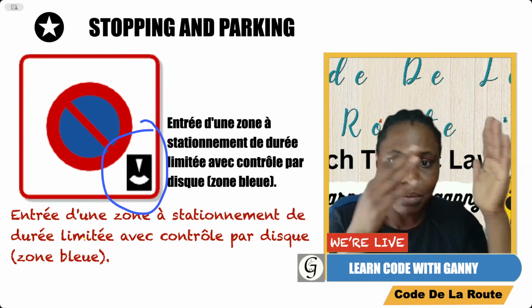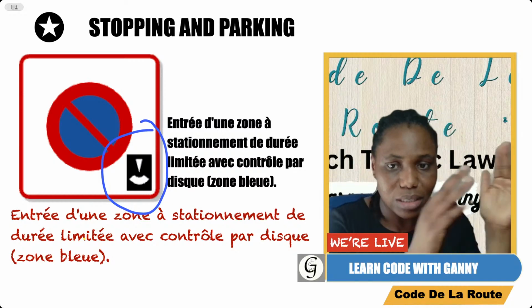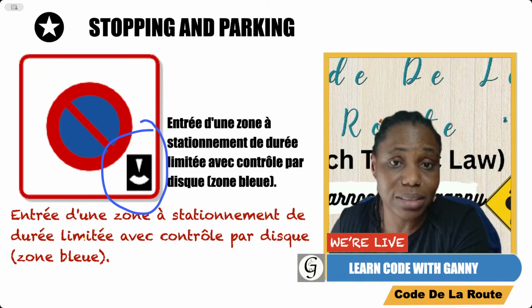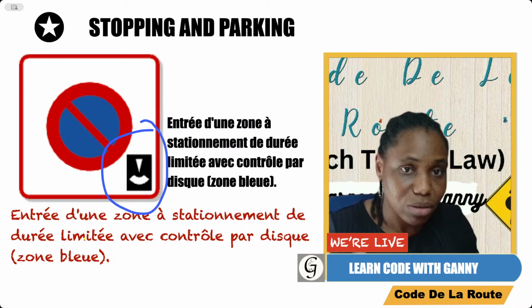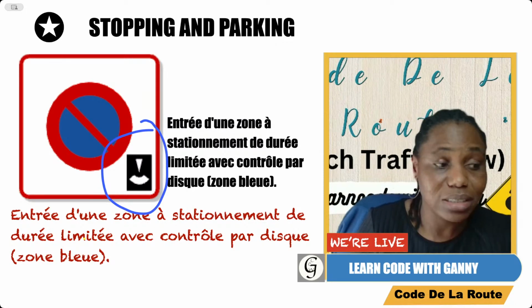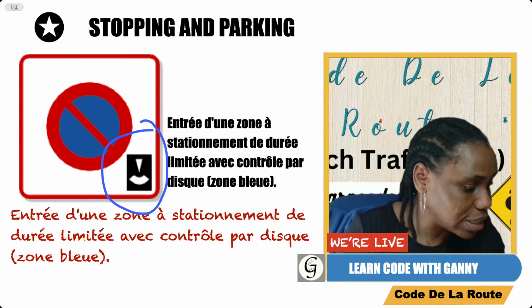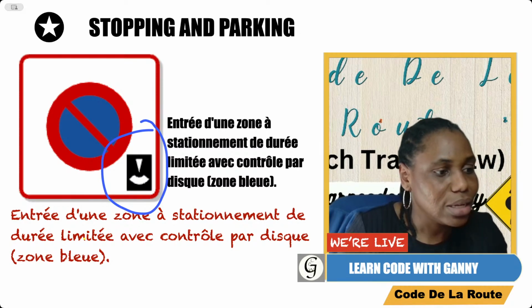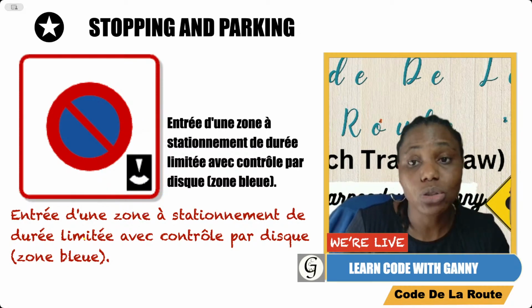With limited time, parking on one side, you control it by discs. Limited time on the other side, you control it by discs. It is free also, you don't pay. But just that it is alternate. So that's the difference between them. It is alternate. And then we can go to the next one.